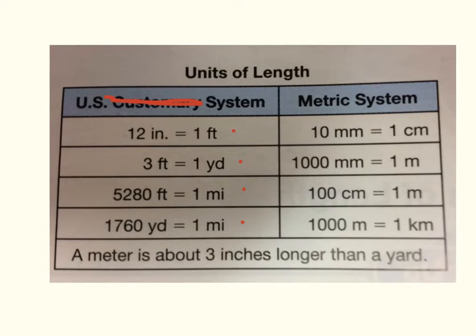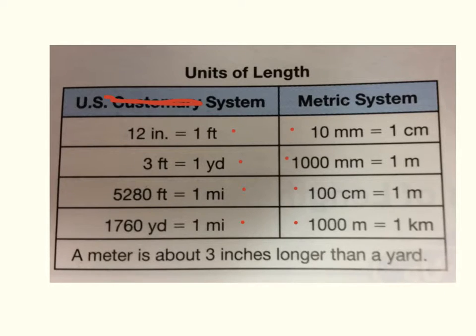Now go ahead and put the metric system down also, just so that we have a comparison and a reminder. 10 millimeters equals 1 centimeter. 1,000 millimeters equals 1 meter. 100 centimeters equals 1 meter. And 1,000 meters equals a kilometer. Remember, our stair-step system can help you besides just having them memorized. So make sure you've copied down the entire chart, labeling it the US system and the metric system.